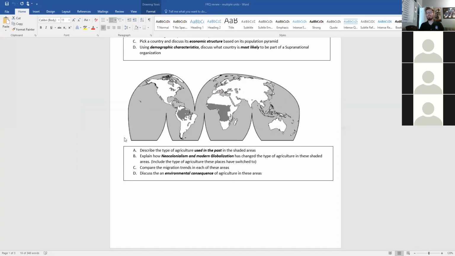Describe a type of agriculture used in the past in the shaded areas. Guys, you're just describing shifting cultivation. I don't know why I use the word describe. You should probably go a little more in depth. You can't just put shifting cultivation. You would say shifting cultivation was a type of subsistence agriculture used in the past in these shaded areas before globalization, or modern agriculture.